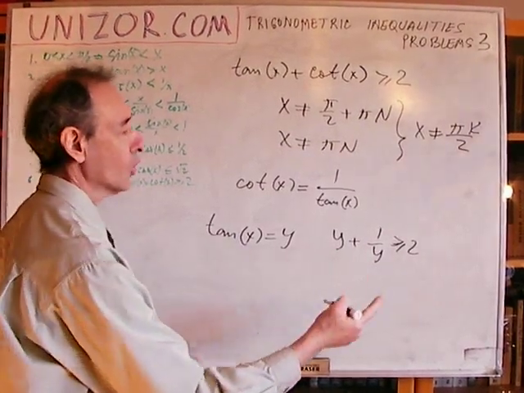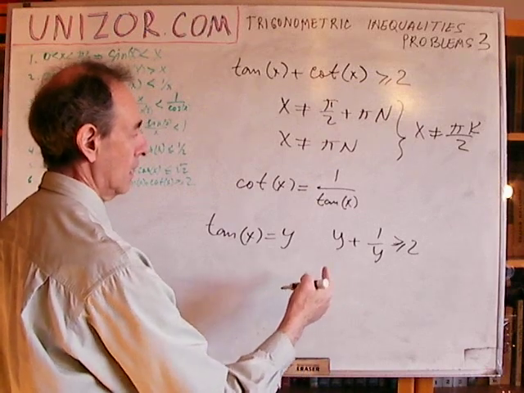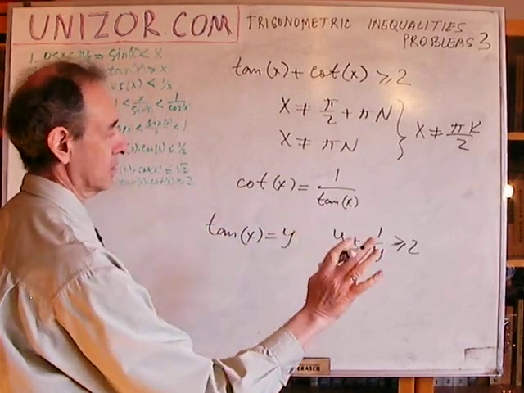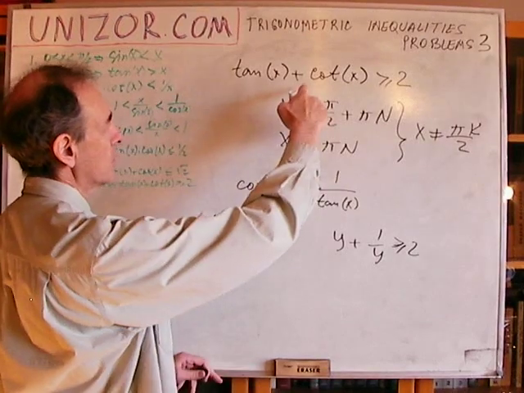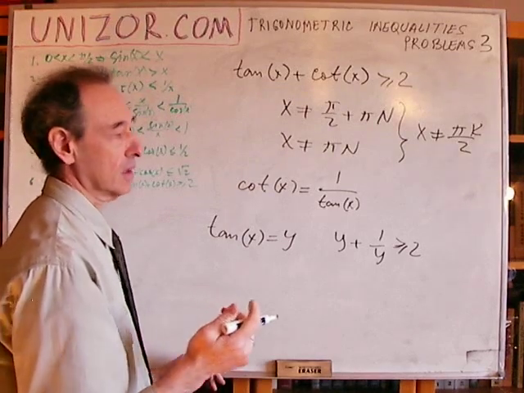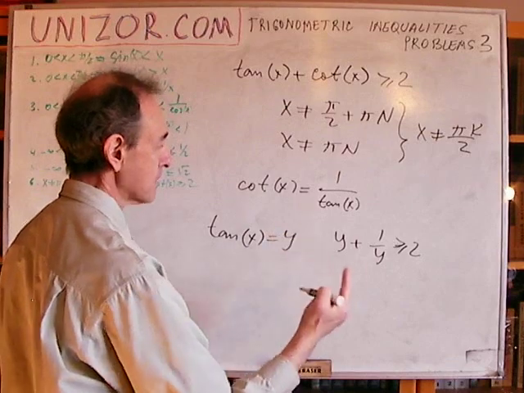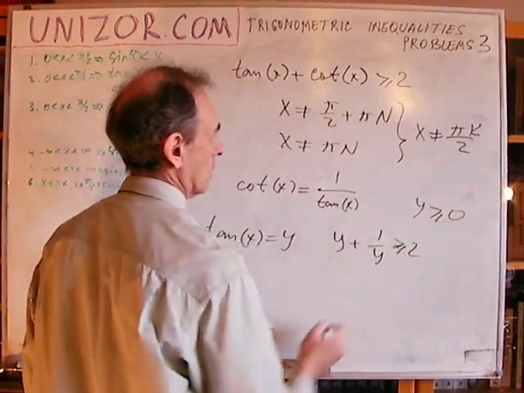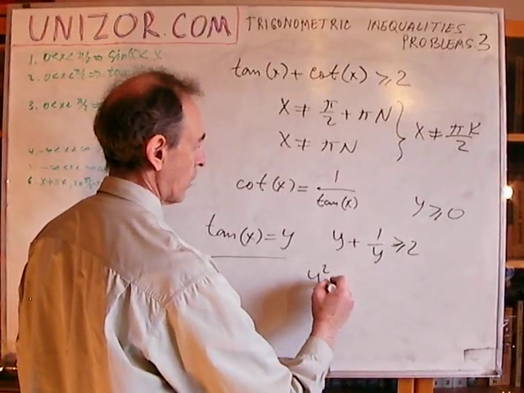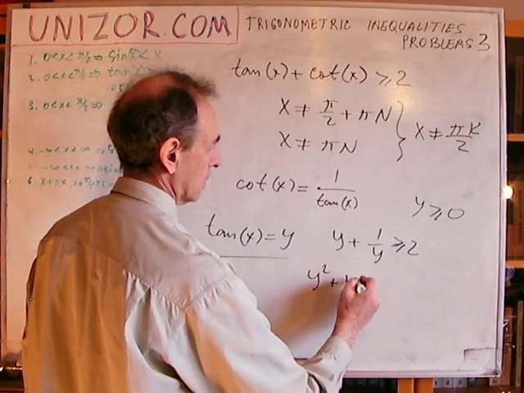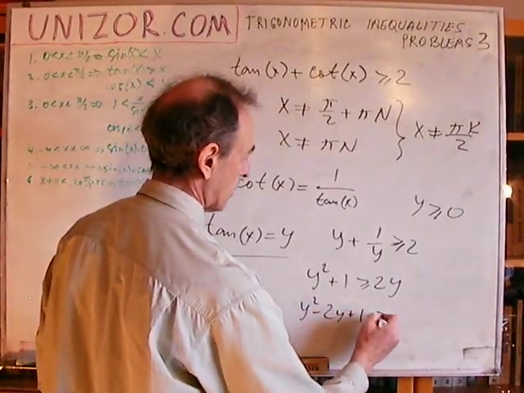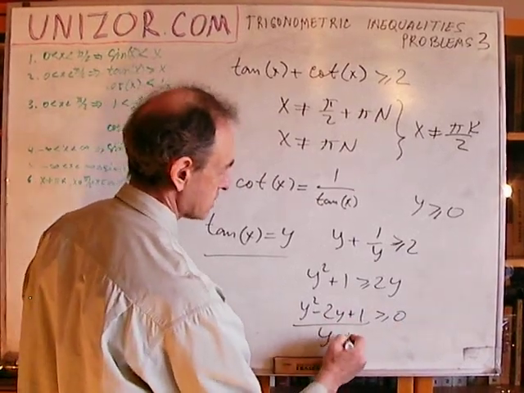And this is always true because, well, again, I forgot to mention it. We actually are considering when everything is positive, because obviously if y is negative, it's not true, but if y is positive, that is obviously true, because if you multiply it by 2, you will get y squared plus 1 greater than 2y, right? Which is y squared minus 2y plus 1 greater than 0. And this is obvious because this is y minus 1 squared.